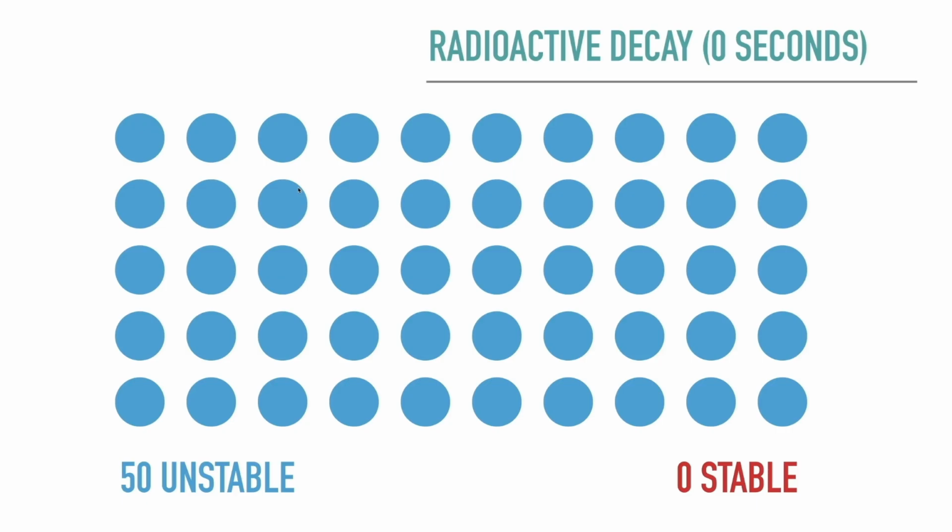So in your table right now, at 0 seconds, we can see that there's 50 unstable nuclei and there's 0 stable nuclei. So no radiation has been given off at this stage. Can I ask you to write that into your table right now? And I'm turning my timer on. And every 10 seconds, I'm going to show you what's happened to these unstable nuclei after 10 seconds. So I'm going to start the timer now.